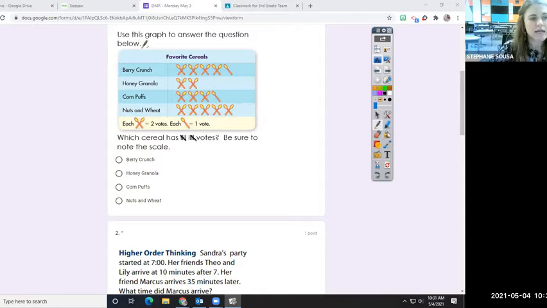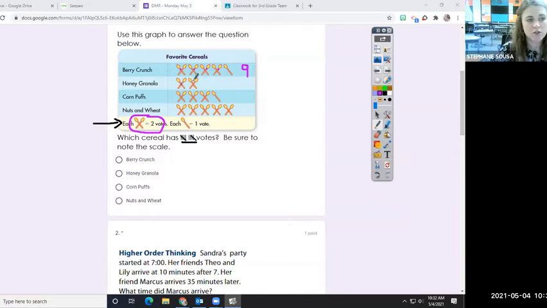Use this graph to answer the question below. Which cereal has 10 votes? Be sure to note the scale. Each double spoon counts for 2 votes, so we are counting by 2s on the majority of this graph. 2, 4, 6, 8. One spoon counts 1, so Berry Crunch has 9 votes.